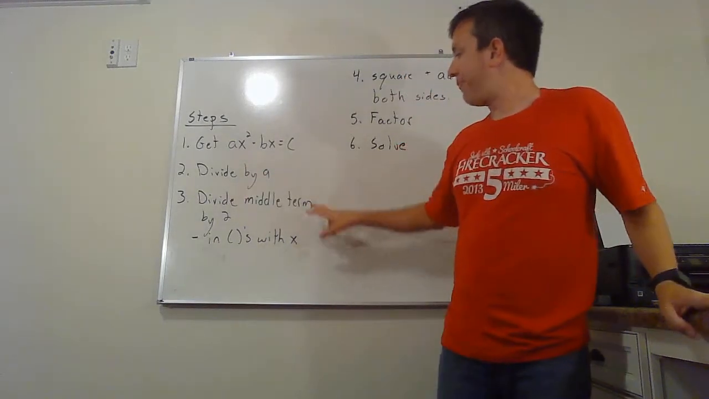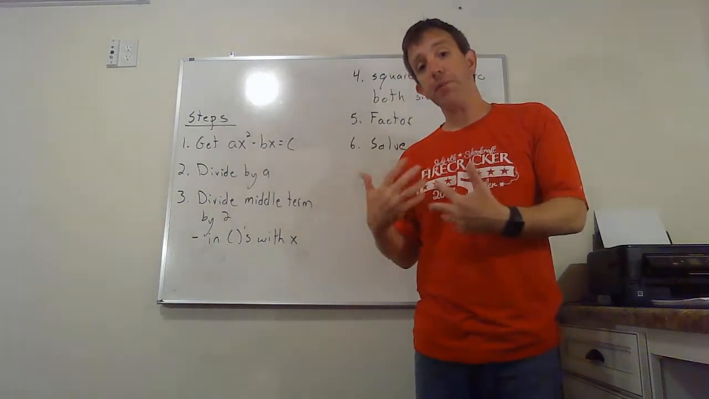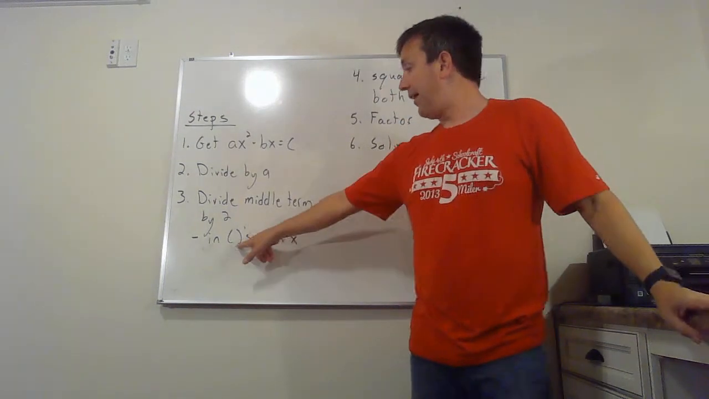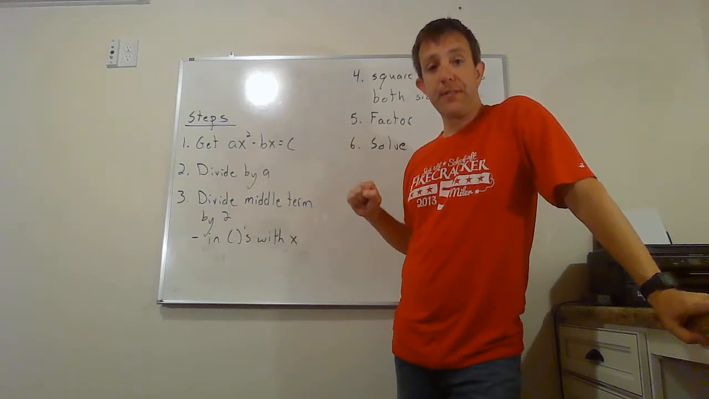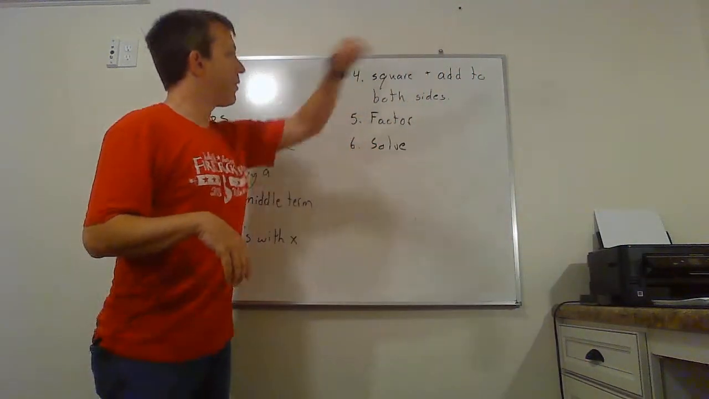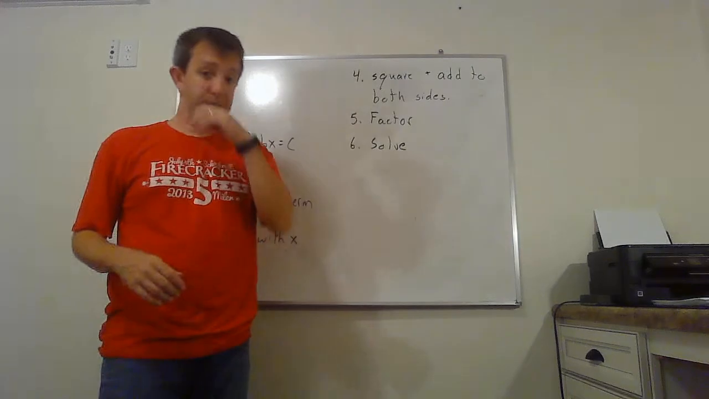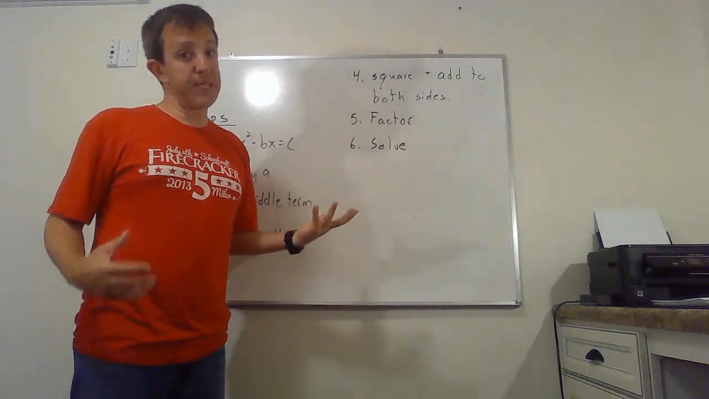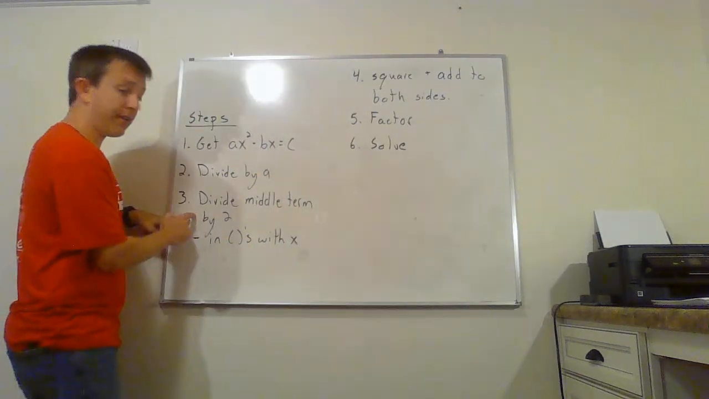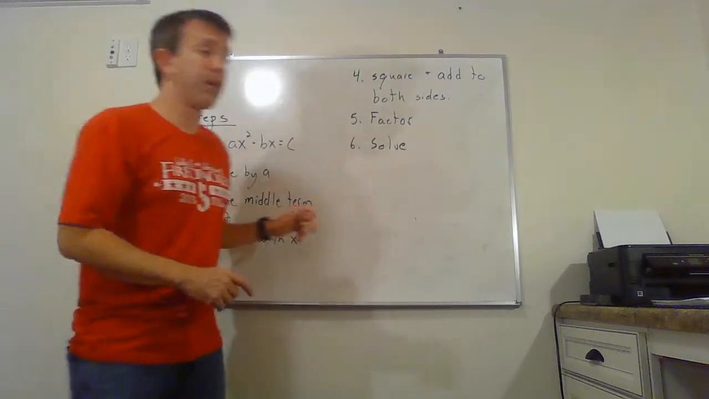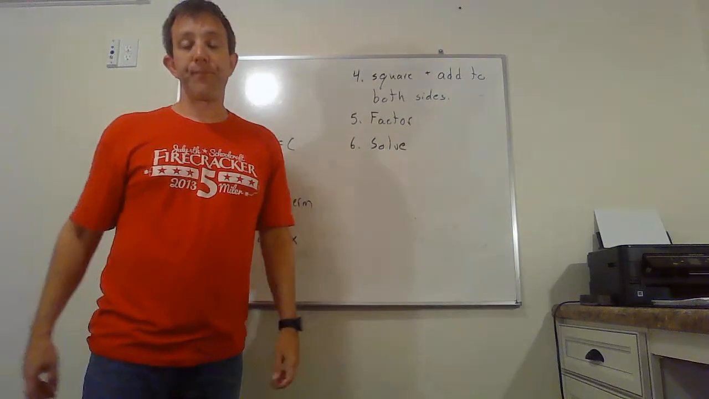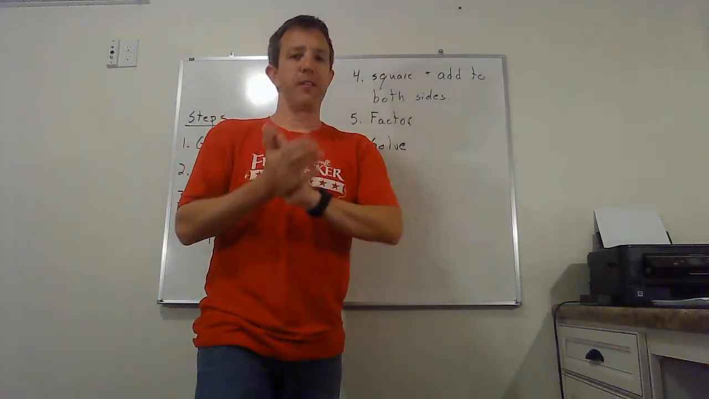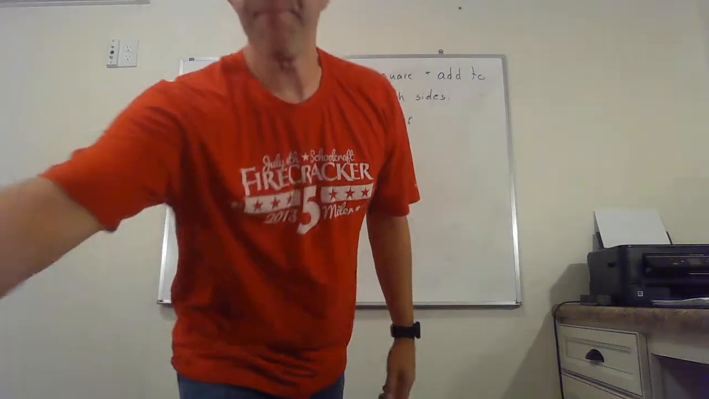Step 3, divide the middle term by 2. Right? This is what we looked at in that last example. We took the middle coefficient, divided by 2, and that's what went in parentheses with the x. Step 4, square that number and add it to both sides. Step 5, factor, which should be super easy, right? Because you're going to just stick that divided number into the parentheses, and then solve it. So this is going to be loads of fun. Let's do a really pretty sticky little example, and then we're going to be done.